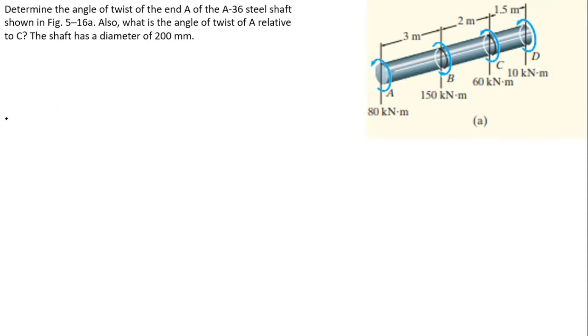So, syempre, first step natin dito palagi is given and required. So, ano yung mga given values natin? Given tayo ng diameter ng shaft na 200 millimeter or 0.2 meters. Given tayo ng G, 75 times 10 raised to 9 Pascal. And then yung required value or yung pinapahanap sa atin is yung angle of twist natin sa AD or yung buong shaft. And then angle of twist natin with regards to AC.